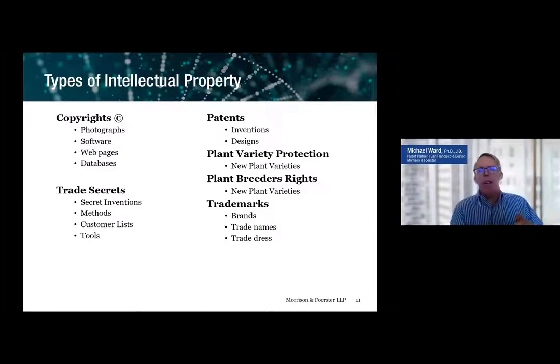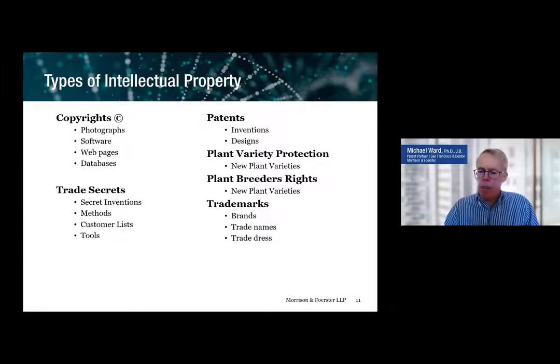Up on the screen in front of you, these are the buckets. We have copyrights, all right? Copyrights cover things such as photographs, software. Those of you taking pictures on your phone, you own the copyright with all those pictures on your phone. Trade secrets, those cover secret inventions, methods, customer lists, and tools.